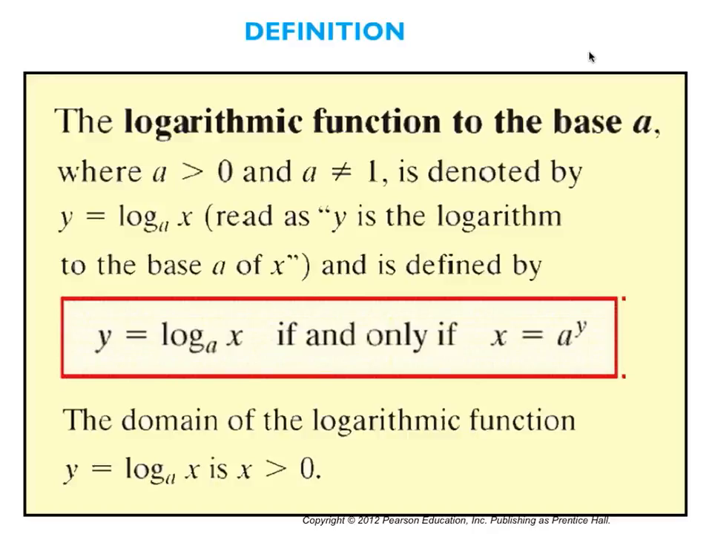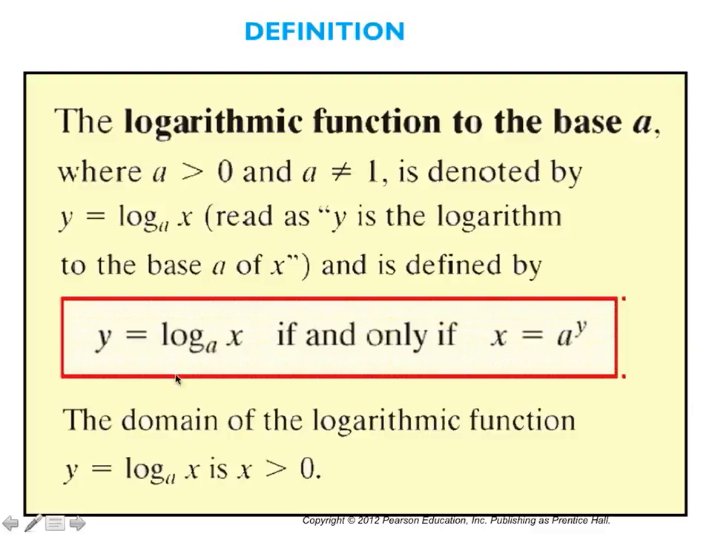Now, the domain of a logarithmic function is going to be all x's that are greater than 0. So if you try hitting the log button in your calculator followed by some negative number, your calculator is going to come up with some kind of domain error. So it's important to remember that we only have logs of positive numbers, okay? So x has to be greater than 0.